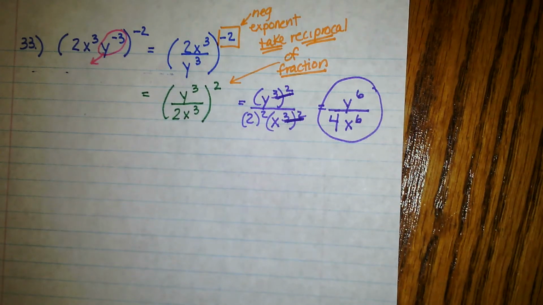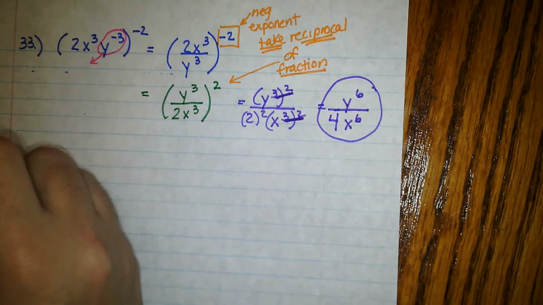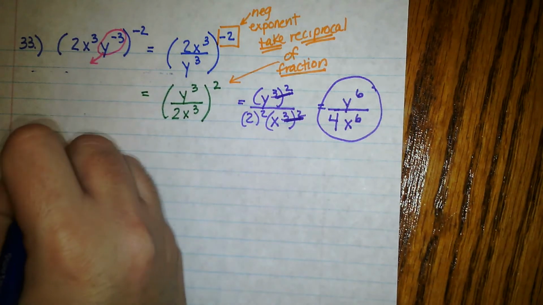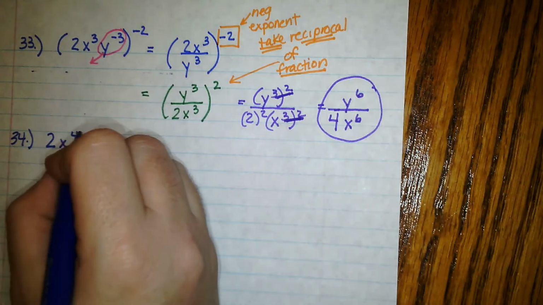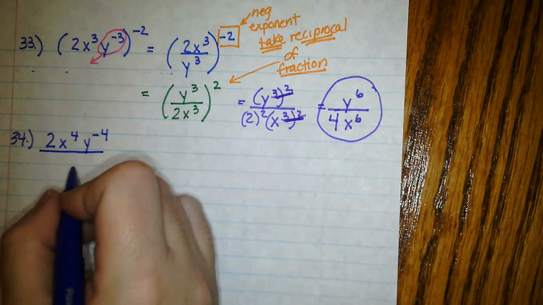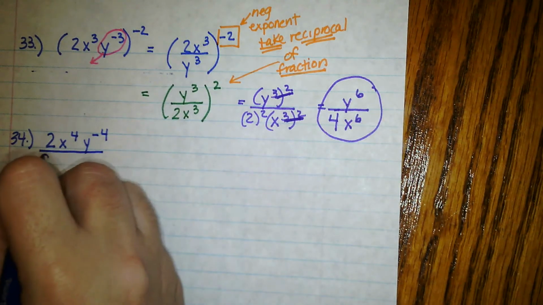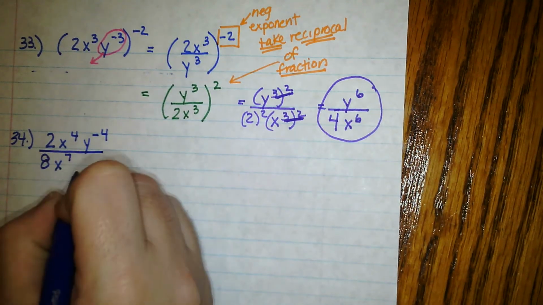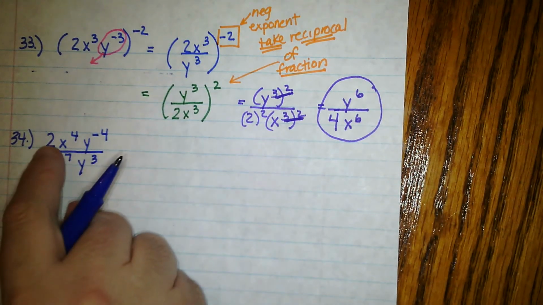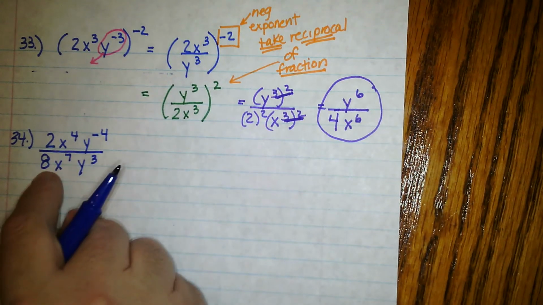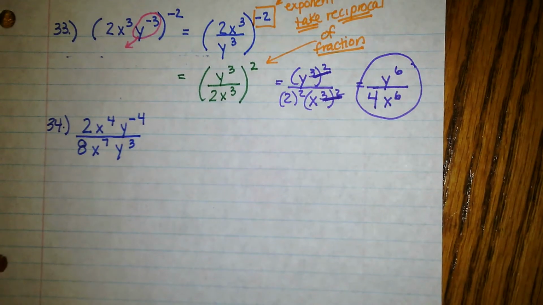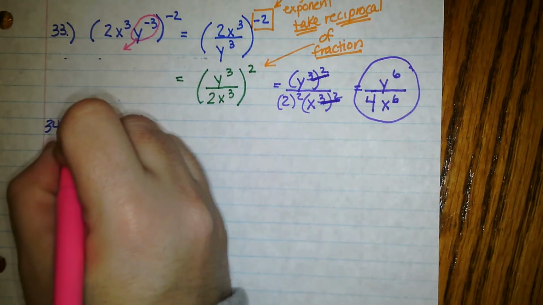Moving on to 34. This is another fraction that we are reducing. We've got 2x to the 4th, y to the negative 4, over 8x to the 7, y to the 3rd. We just double check it: 2x to the 4th, y to the negative 4, 8x to the 7, y to the 3. Okay, so what we're going to do is reduce the fraction first.